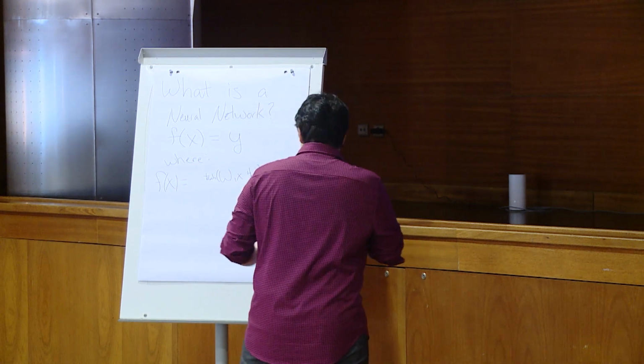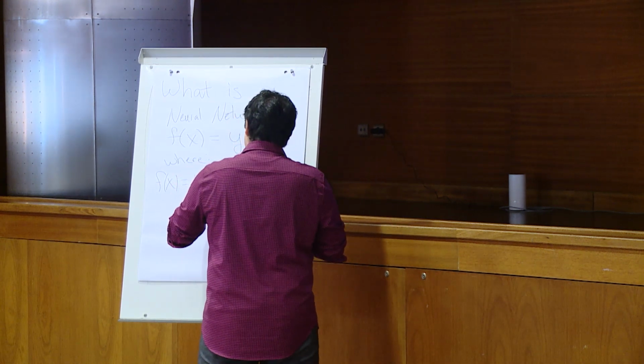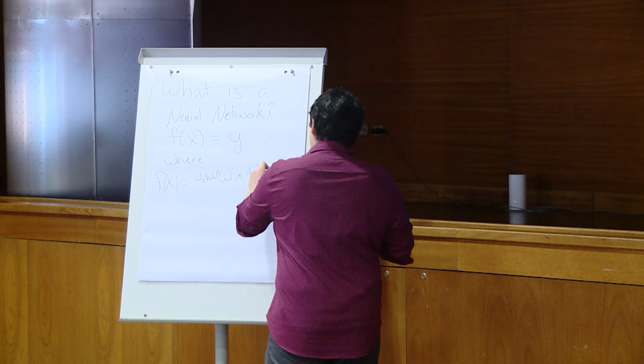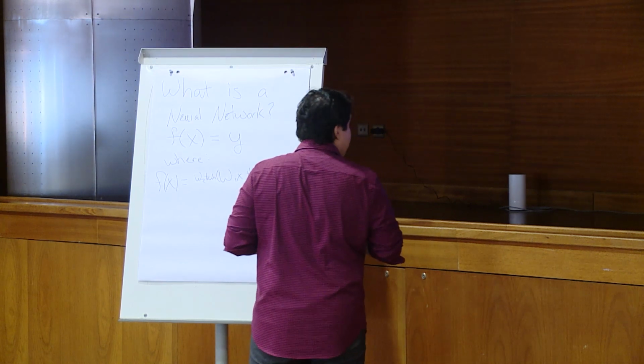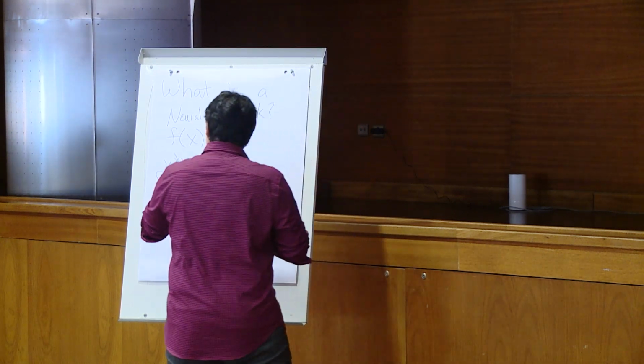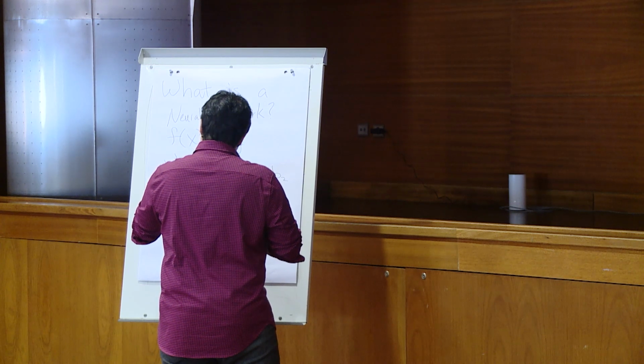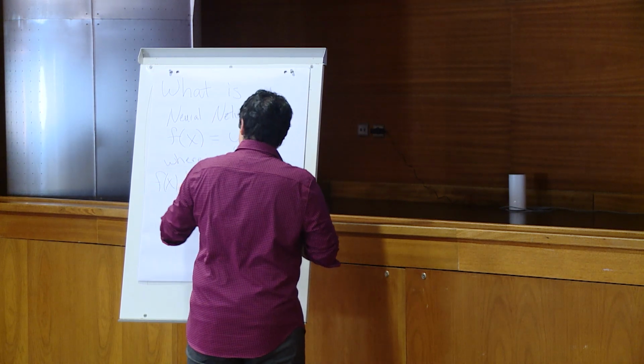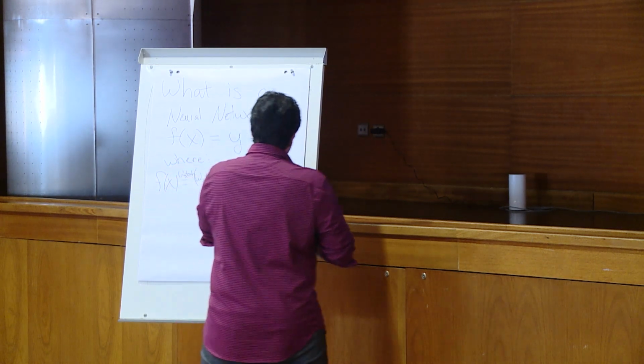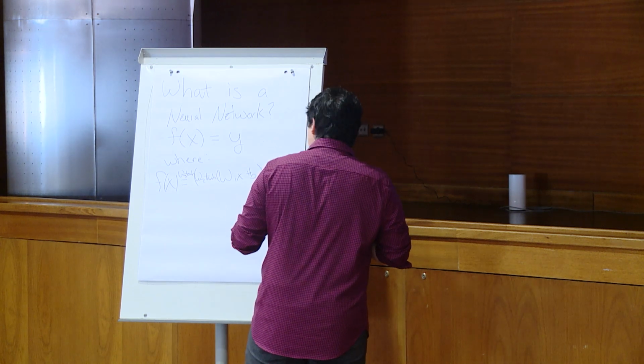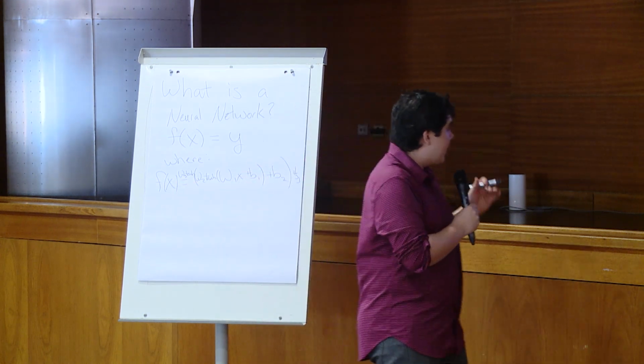And now what I'm going to do next is W2, another matrix, multiply it to the output there, and then plus B2. And then on that I'm going to do another tanh, and then I'm going to do another W3, and then plus B3. And this is actually the function that I've written down right there.